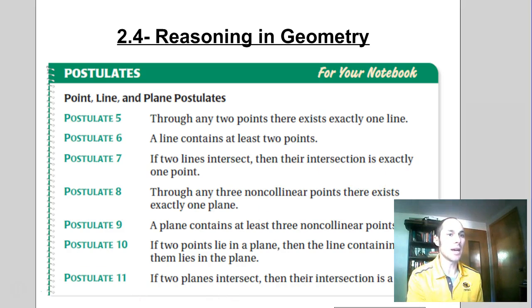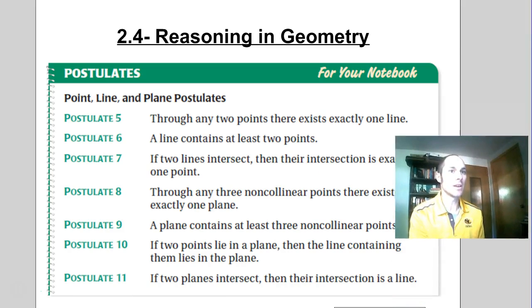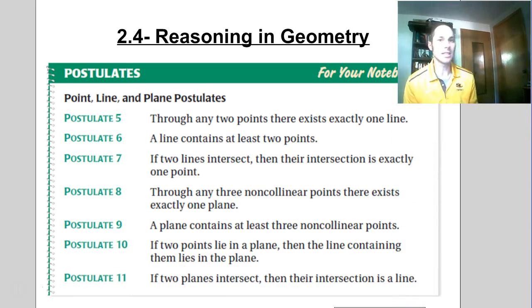Here are some postulates. They're numbered here, but that doesn't mean that's the specific number that we need to refer to. It's just a number that certain textbooks refer to. But here are some of the things we talk about with points, lines, and planes. First of all, through any 2 points, there's exactly one line. And in the reverse of that, a line contains at least 2 points.